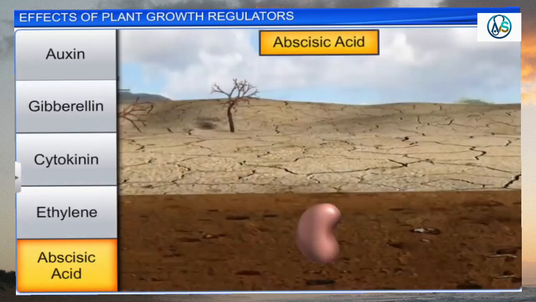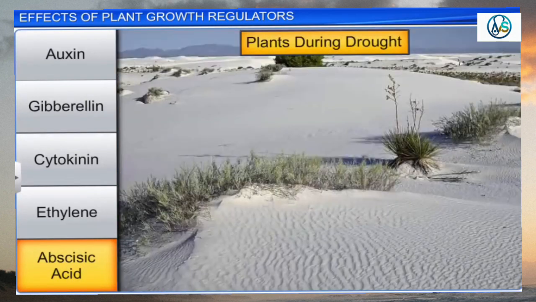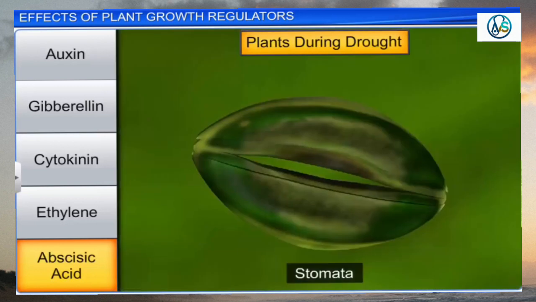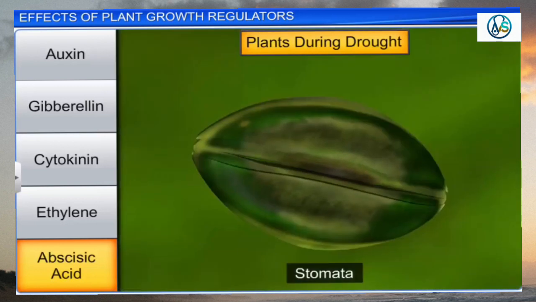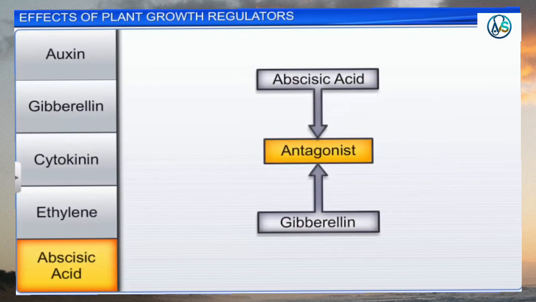In the case of unfavorable environmental conditions, it inhibits germination of seeds. In the case of drought conditions, it closes the stomata, thus helping the plant withstand the stress caused by lack of water. In fact, the function of plant growth regulator abscisic acid is opposite to that of gibberellins.